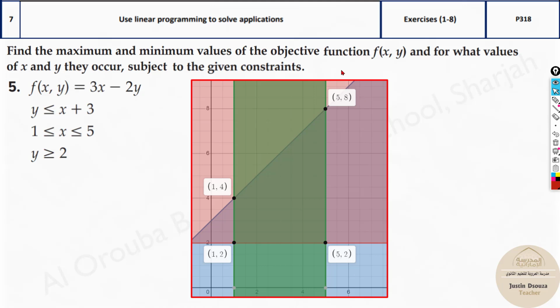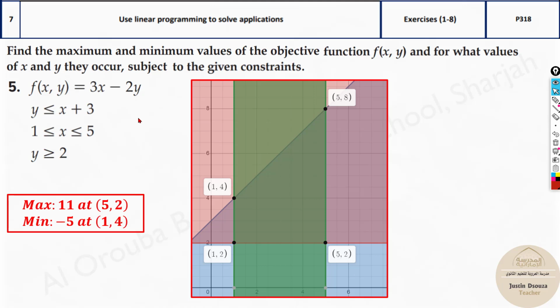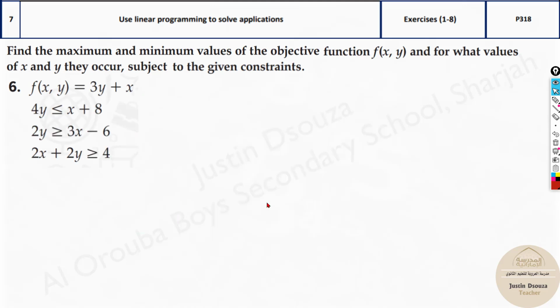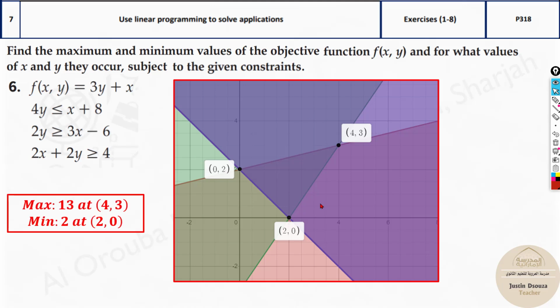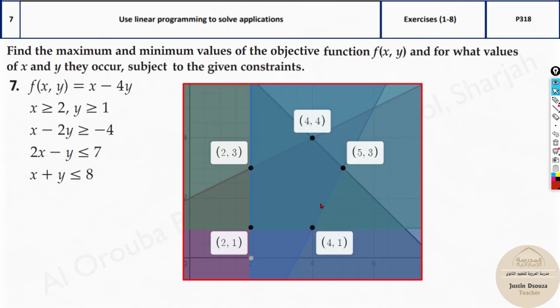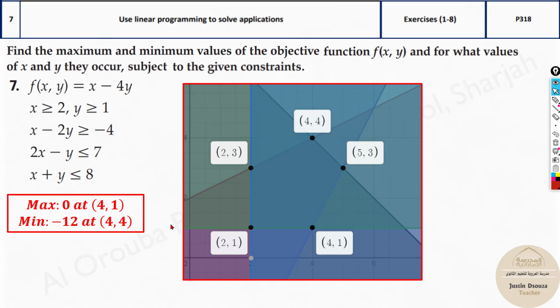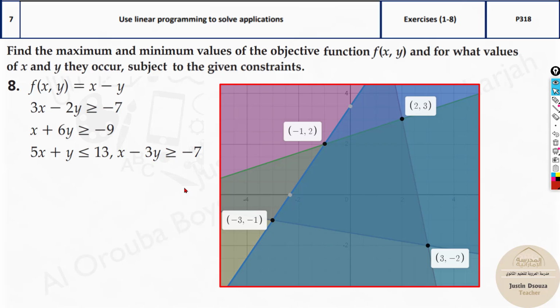So it's not that hard to get this graph. Once you get the graph, you need to put all the 4 vertices back to this equation and find the maximum and minimum. It's just a lengthy procedure, but it's a straightforward problem. Please try all these problems by yourselves and check for the answers. The graph is there and also the answers are there, and you can easily solve them up.